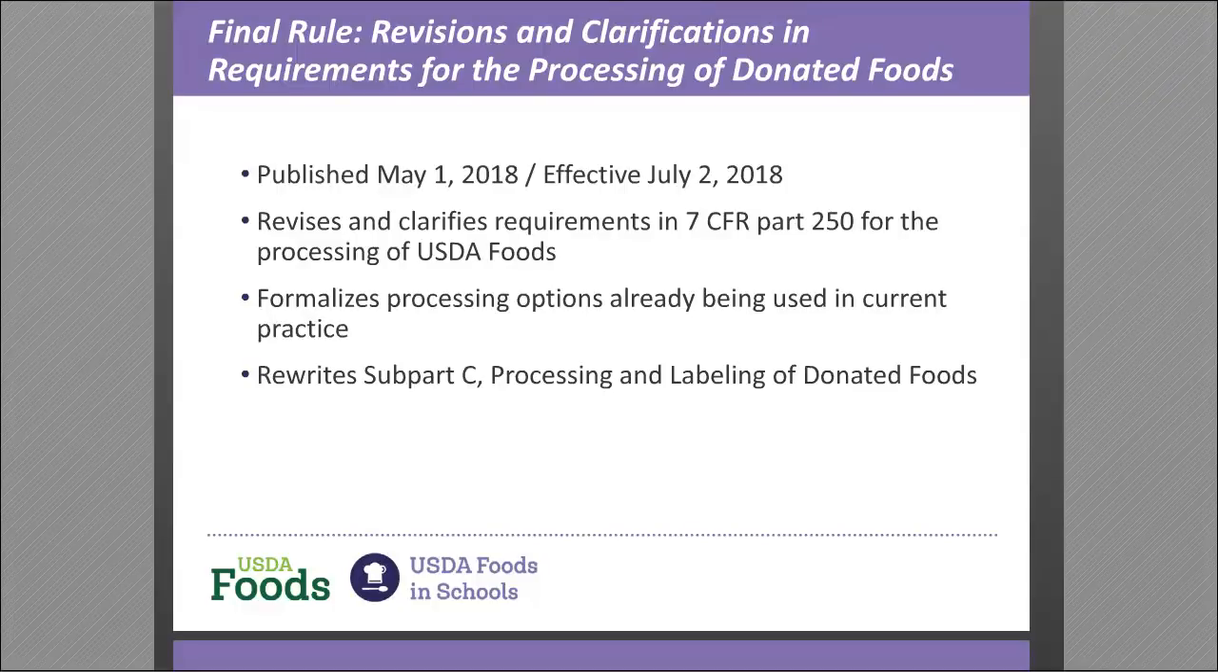The publication of the final processing rule is an exciting development for the USDA foods processing program. USDA Foods Further Processing allows state distributing agencies and recipient agencies, such as school districts, to contract with commercial food processors to convert raw and or bulk USDA foods into a variety of convenient, ready-to-use end products.